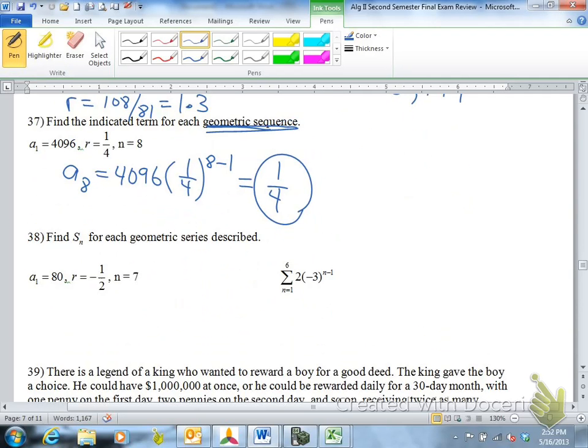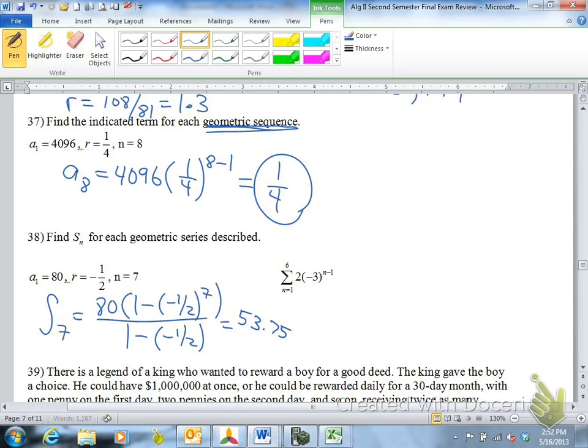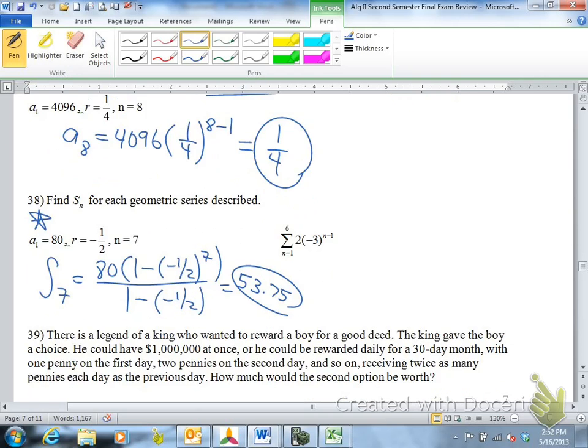Find the sum of the geometric series, the sum of 7 terms. This is a pretty long formula. You'd have 80, 1 minus -1/2 to the 7, divided by 1 minus -1/2. When you do that in your calculator, you should get 53.75, but make sure that you use your calculator correctly on this, because with parentheses, students often miss one like that.